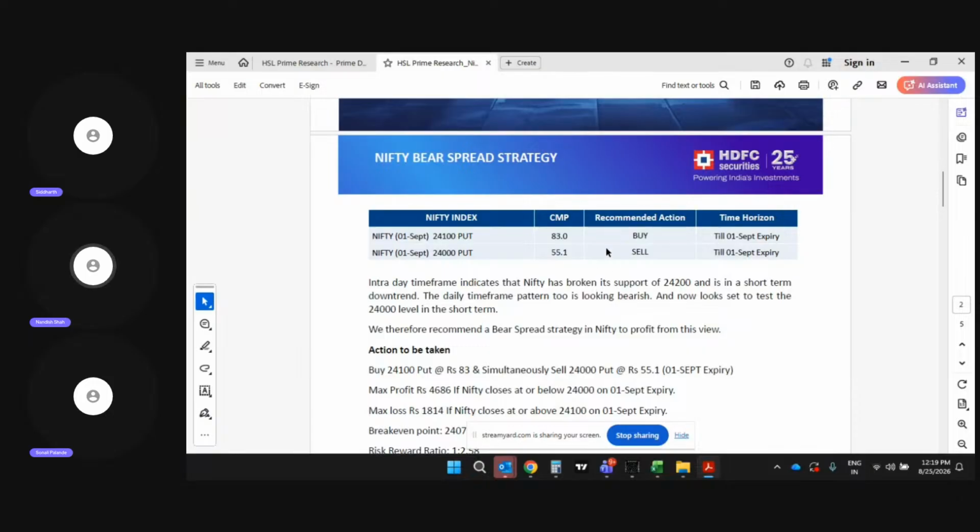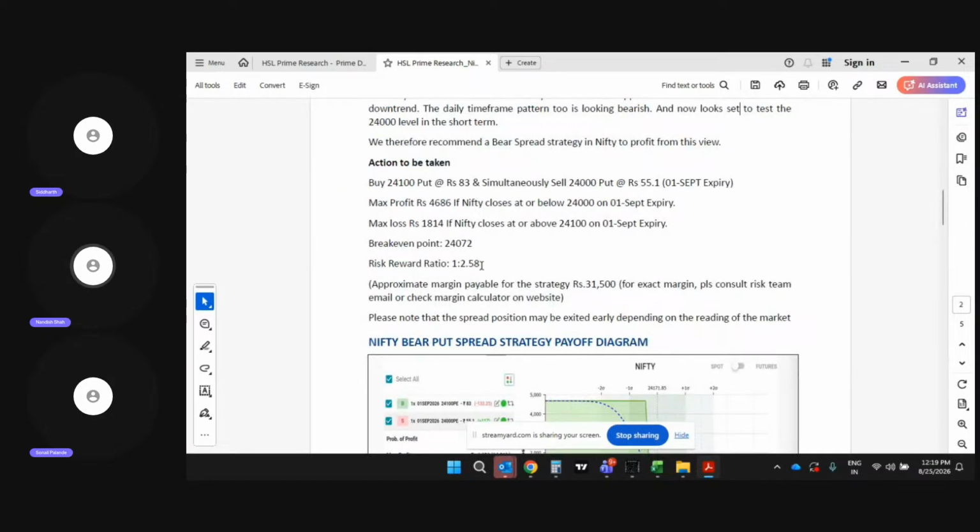We are advising buying the 24,100 put at 53, simultaneously selling the 24,000 put at 55. The risk reward here is 1:2.58. The maximum loss is 1814 if Nifty closes above 24,100. Mind well, this is for the 1st September expiry, so next week's expiry, and the maximum profit is 4686 if Nifty closes below the 24,000 level.